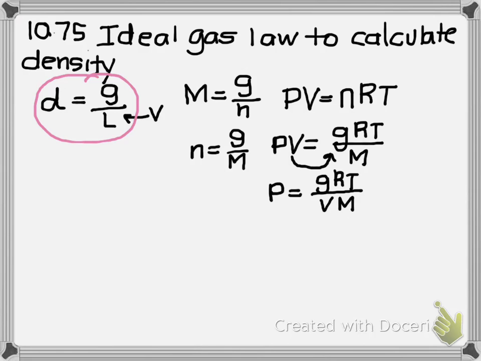Don't worry about this too much, except look right here. I have g over V. Well, that is what density is. So I can substitute in, and I can say P equals density times RT over M.